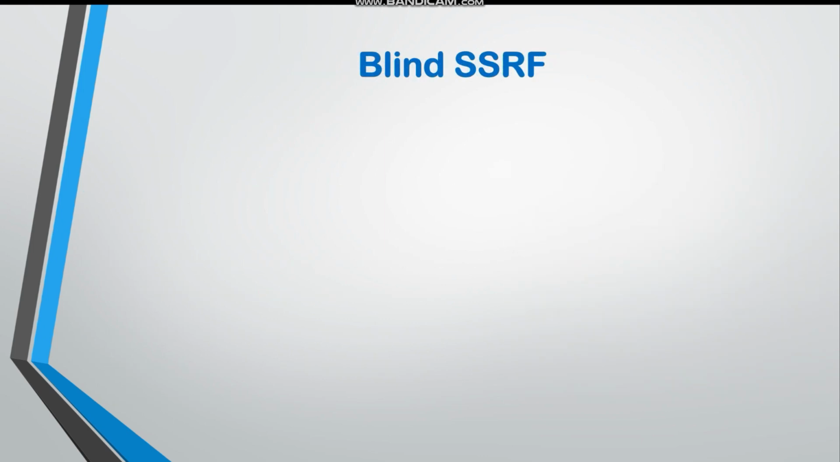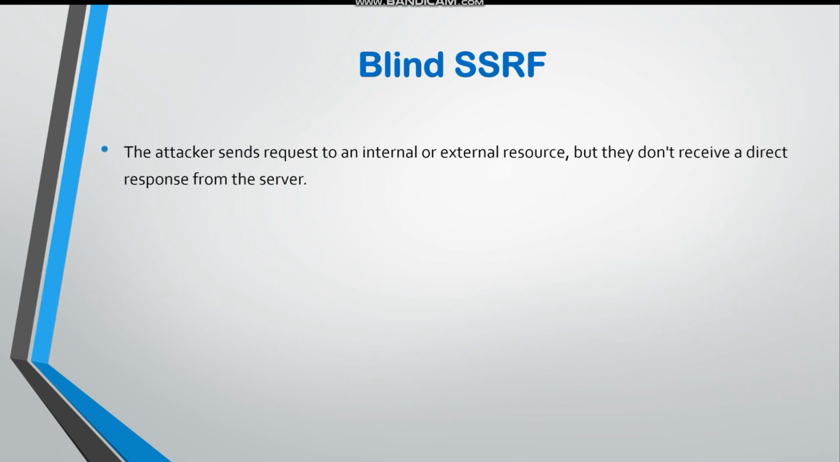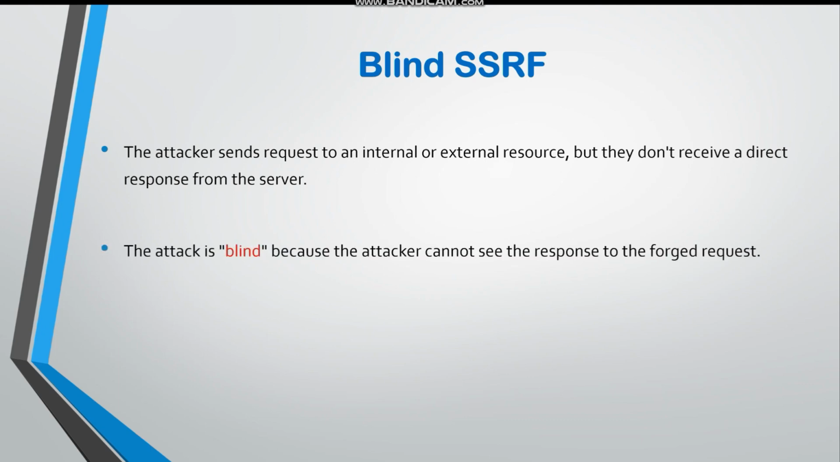So next is blind SSRF. It is quite different from both of the two. In blind SSRF, the attacker sends the request, but the attacker doesn't receive any kind of response from the server. In the above two kinds of SSRF, the attacker was getting a response from the server, right? But in blind SSRF, there is no response from the server. Here the attacker is completely blind.